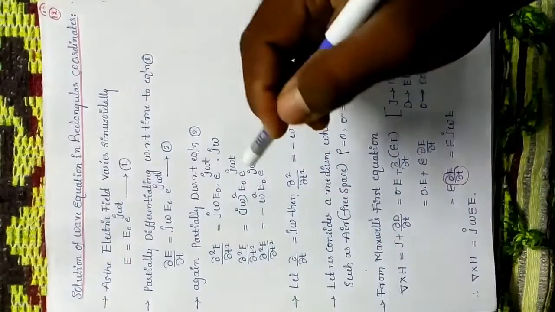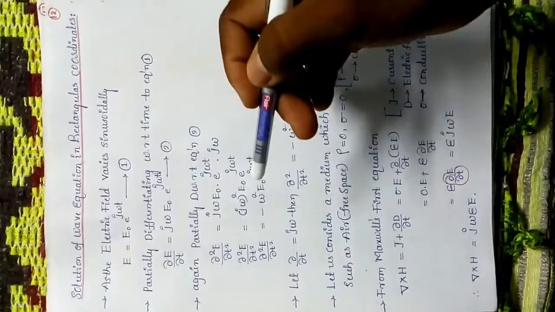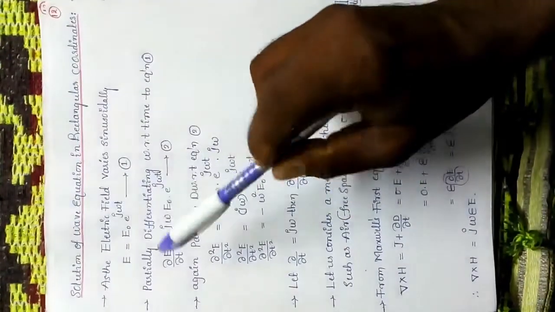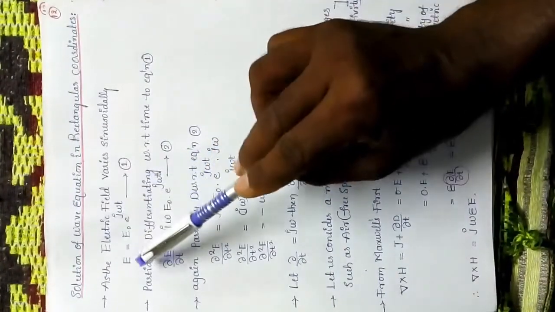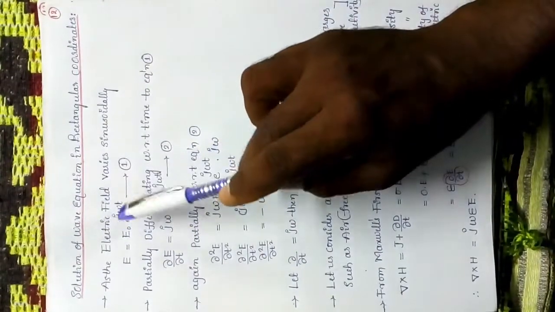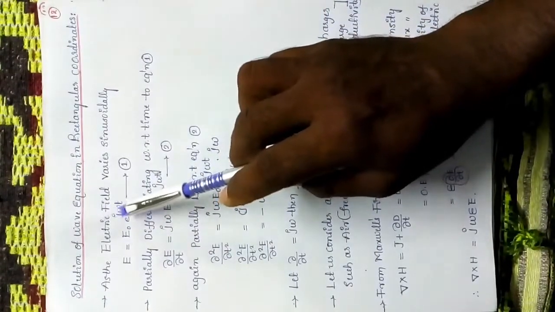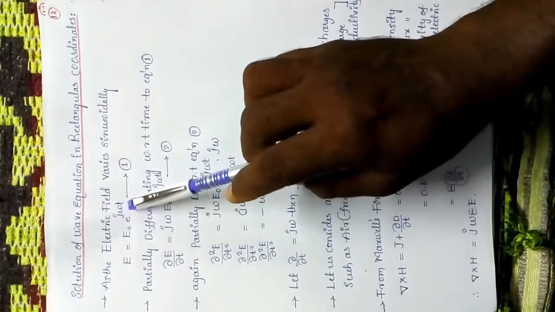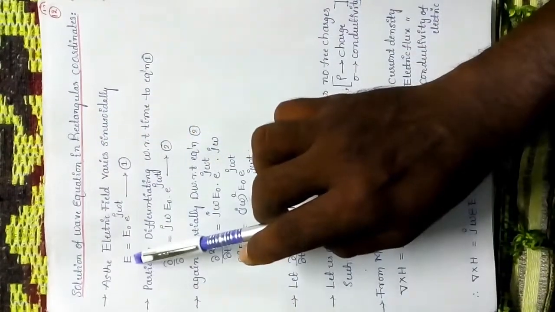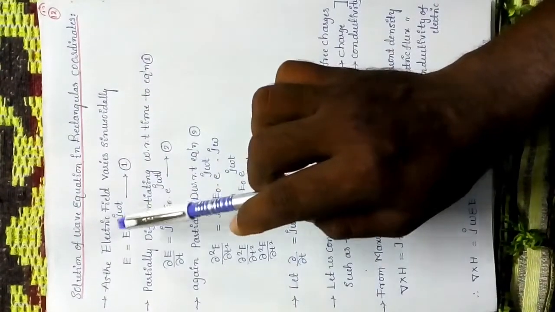Now, just observe that the electric field varies sinusoidally. How does it vary? Capital E is equal to E naught into e power j omega t. This is the form of the electric field. Here E naught is the absolute electric field, but here omega is a very important term. Omega is the frequency. The electric field varies sinusoidally with respect to time and frequency, and this is the expression for the electric field.